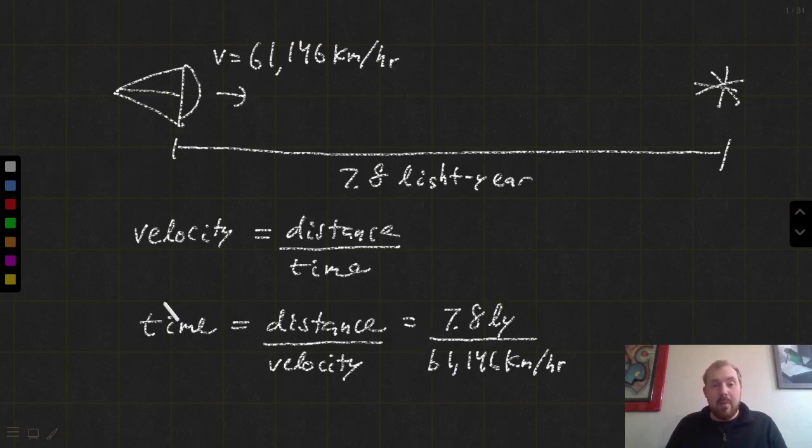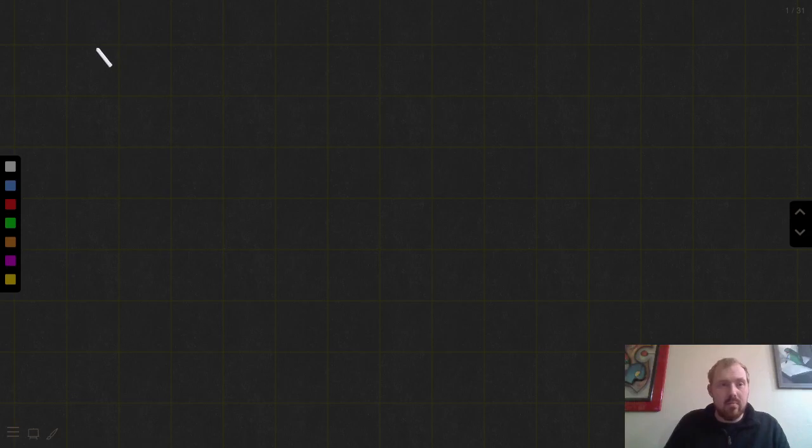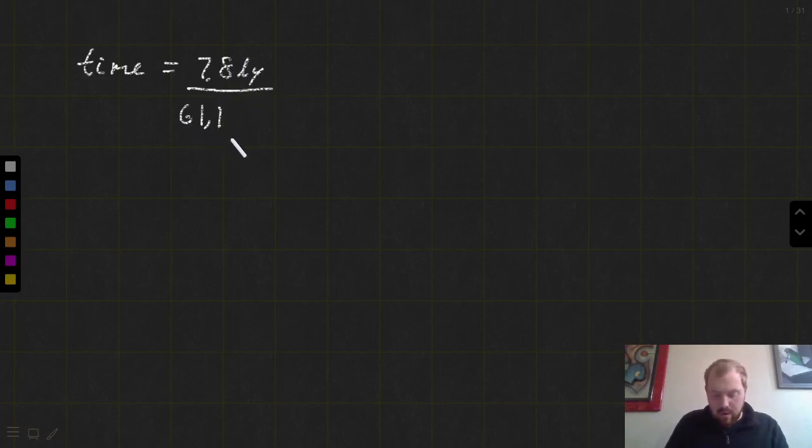So I'm going to clear the page. I'll rewrite this little bit here, and we'll start doing our unit conversions. Right? So our time is equal to 7.8 light year over 61146. I'm going to write it this way. This is kilometers per hour. All right. So first thing I'm going to do, light year to kilometers. I'm going to do some conversion such that the light year is converted into kilometers. And that way we can start canceling out some of our units.